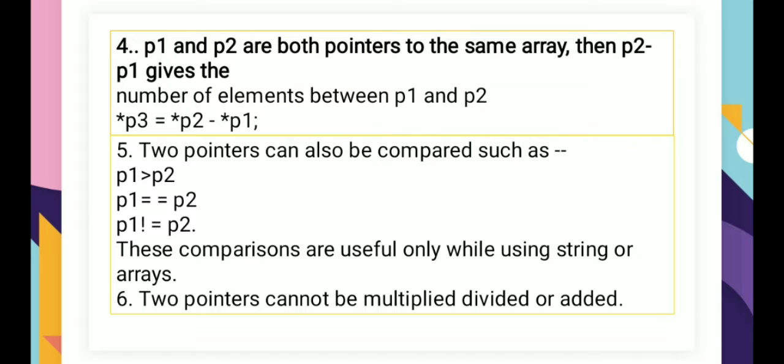Number 5, two pointers can also be compared, such as P1 is greater than P2, P1 has an inequality with P2, P1 is not equal to P2. These comparisons are useful only while using strings or arrays. Number 6, two pointers cannot be multiplied, divided, or added.